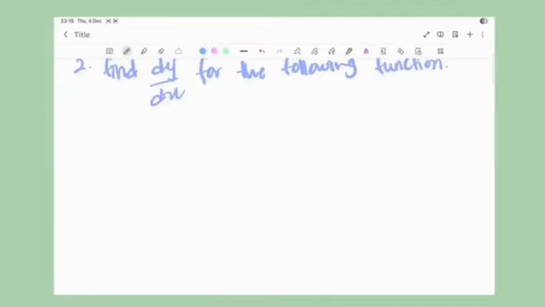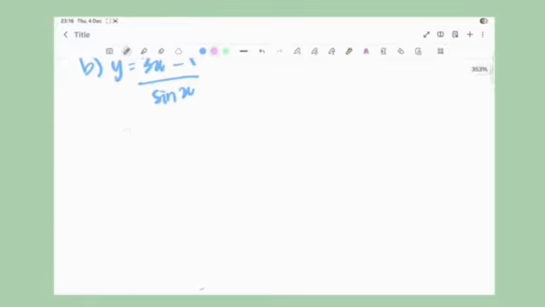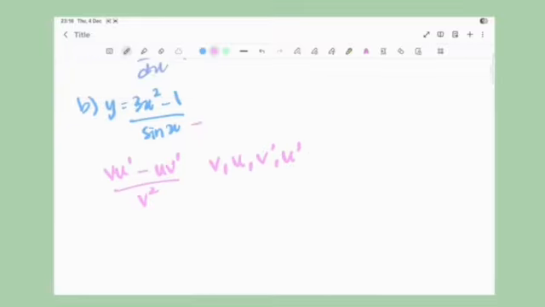For the second function, y equals 3x squared minus 1 divided by sin x. To solve this function, we need to use the quotient rule. What is the quotient rule? The quotient rule is v u prime minus u v prime, divided by v squared. So we need to find v, u, v prime and u prime. Here v is sin x and u is 3x squared minus 1.